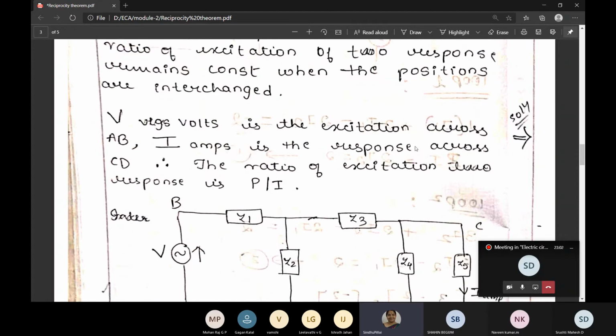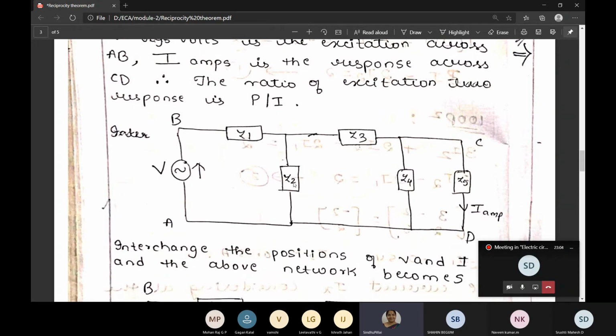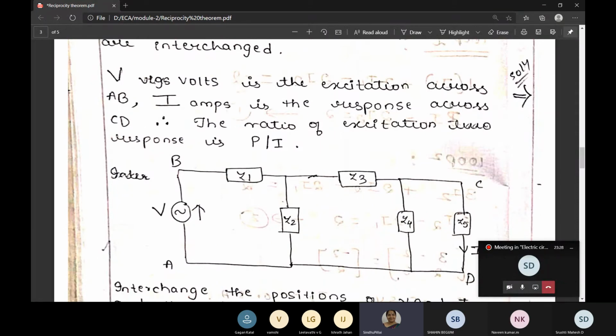If V volts is the excitation across AB, this is the network we have taken here. There is one branch AB, then one more branch CD. This voltage source is the excitation across the branch AB, and because of this excitation there is a response, that is current I across the branch CD. So V volts is the excitation across AB and I amps is the response across CD.